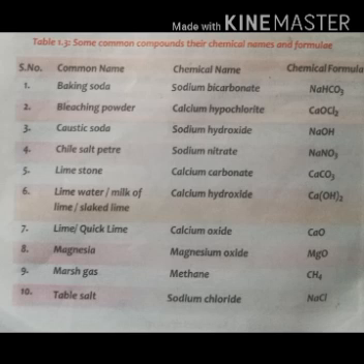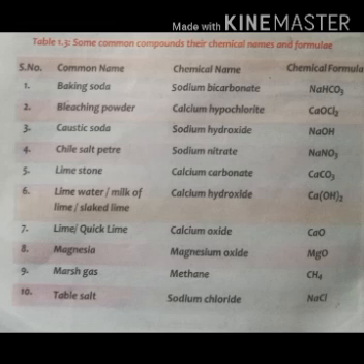Fourth is Chile saltpetre. Its chemical name is sodium nitrate and chemical formula is NaNO3. Fifth is limestone. Its chemical name is calcium carbonate and chemical formula is CaCO3. Sixth is lime water, milk of lime and slaked lime. Its chemical name is calcium hydroxide and chemical formula is Ca(OH)2.